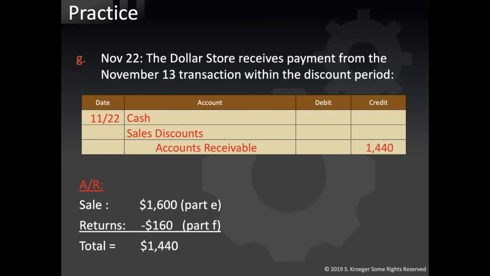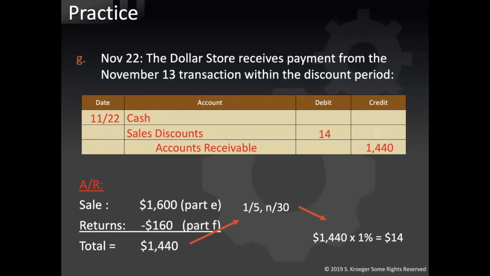Next, let's calculate the discount. The terms were 1/15, n/30. This means that there is a 1% discount. 1% of $1,440 is $14.40, but you can round to the nearest whole dollar for now. This is the amount that will be debited to sales discounts.